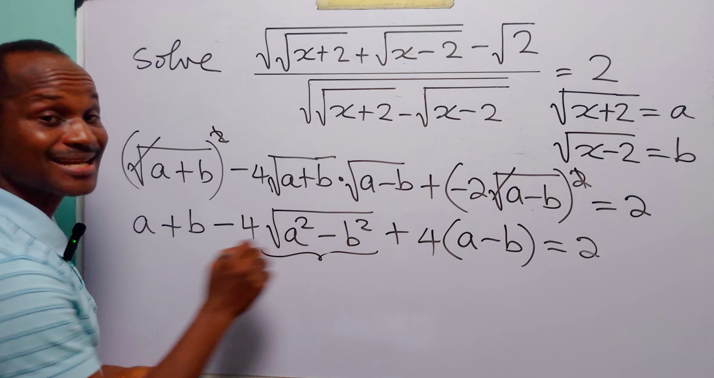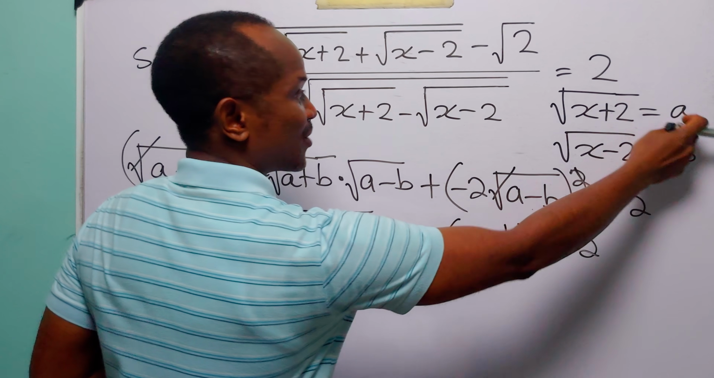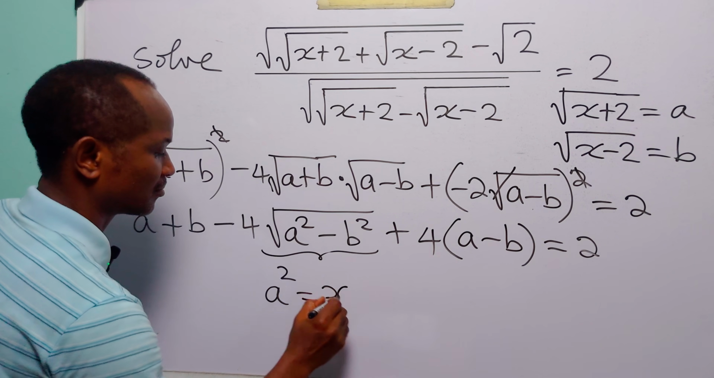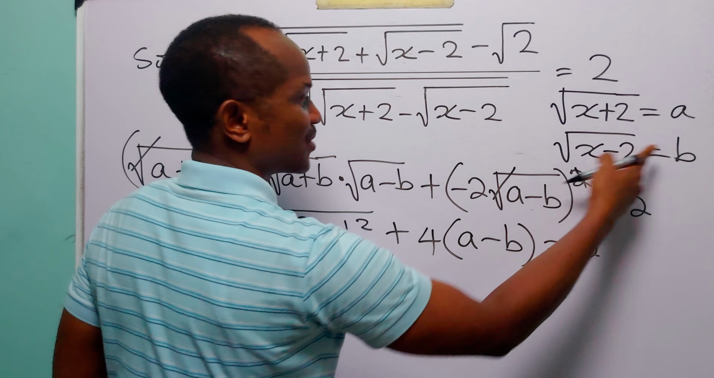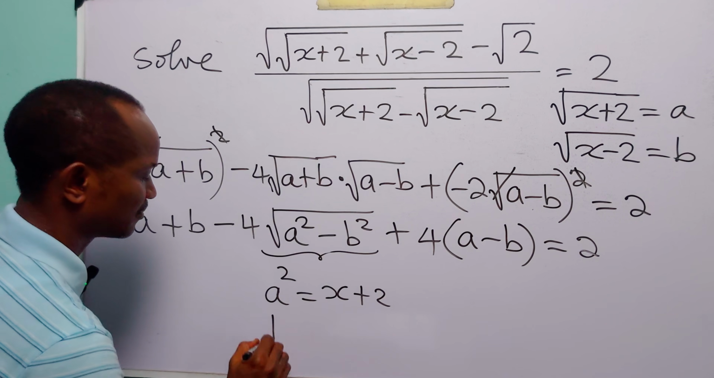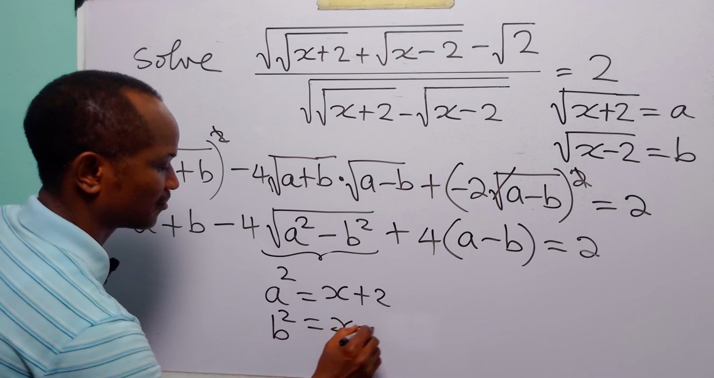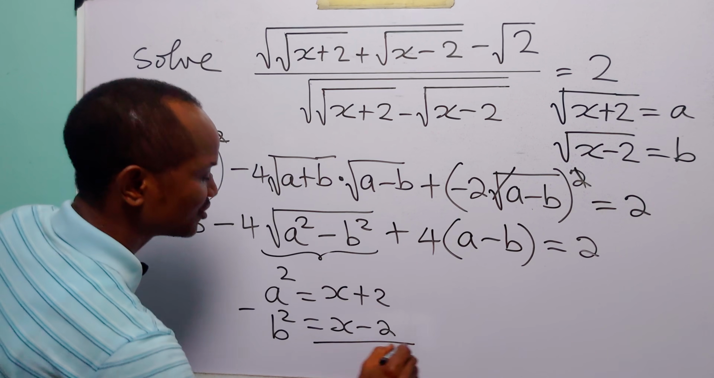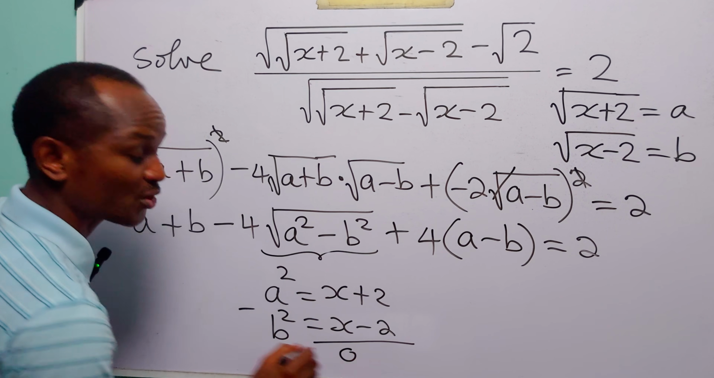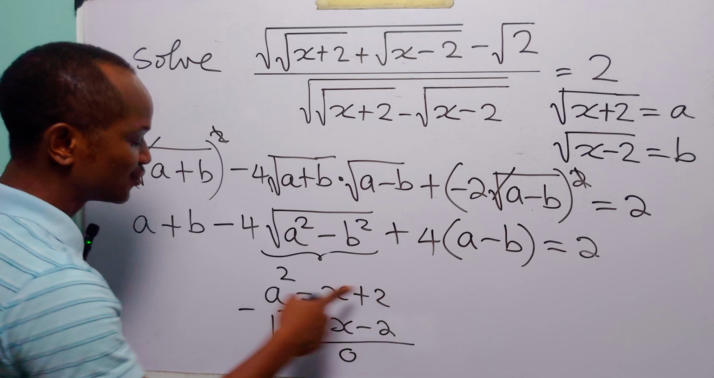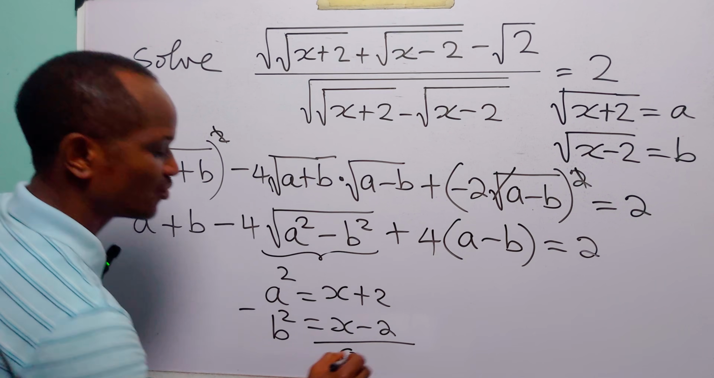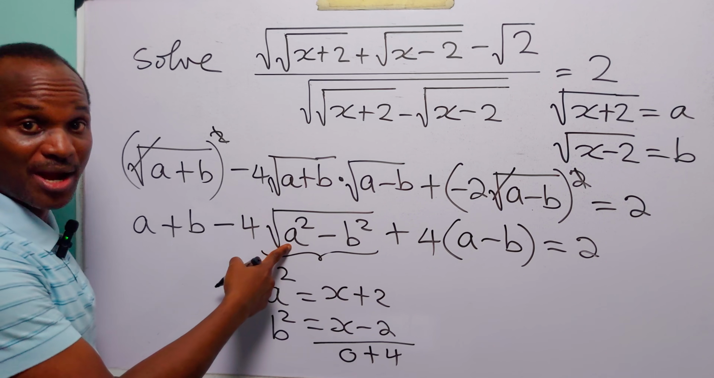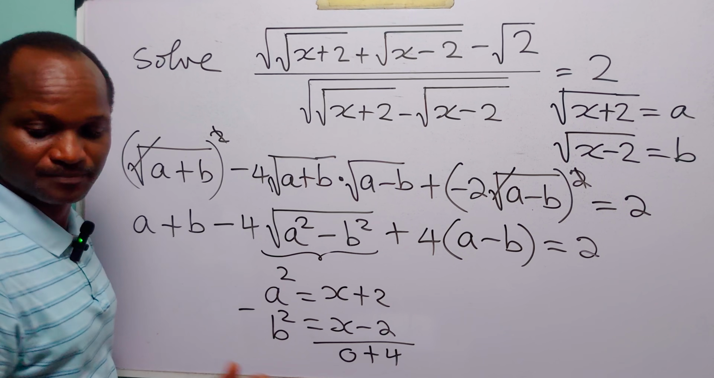Now let us look at this term. Remember that a squared is x plus 2, and b squared is x minus 2. So a squared minus b squared is going to be equal to x minus x, which of course is 0. And then 2 minus minus 2, which is equal to plus 4. So that simply means that under this square root, we have plus 4.